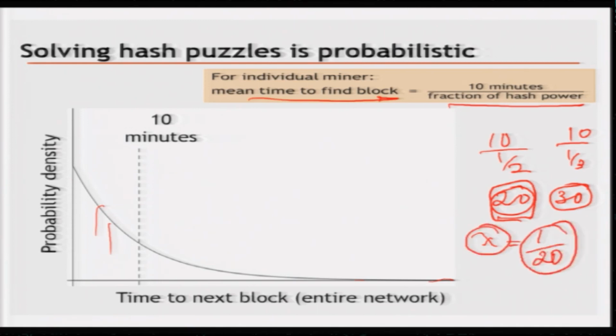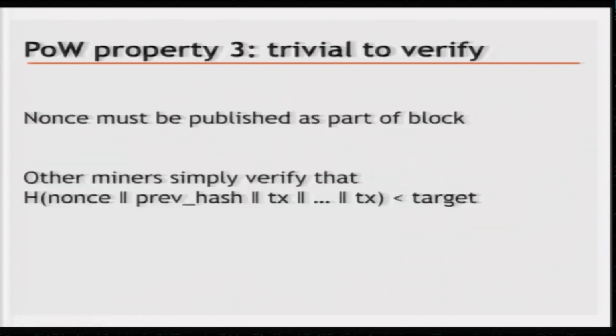So, your probability will be better if you are doing it in 20 minutes, if your average is 20 minutes versus if your average is 30 minutes. The other thing that must be true is that it must be trivial to verify when somebody claims that I have solved the hash puzzle.